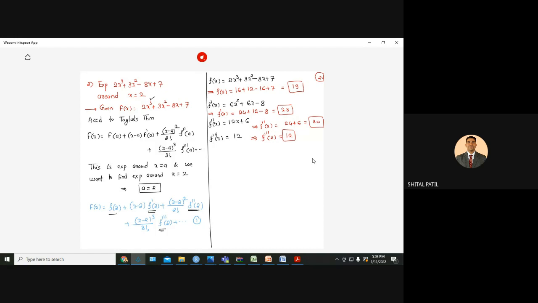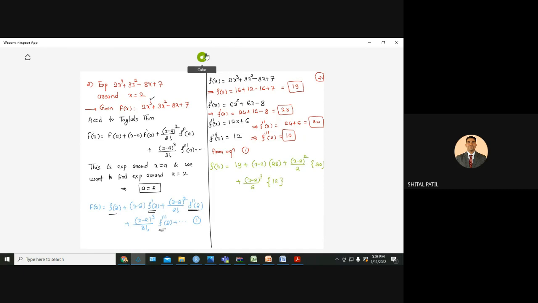So, from equation 1, substitute the values in equation number 1 and you will get the required answer. So f of x equal to f of 2, that is 19, plus (x minus 2) into f dash, that is 28, plus (x minus 2) square divided by 2 factorial, 2 factorial is 2, then 30, plus (x minus 2) cube divided by 3 factorial, that is 6, and then 12.